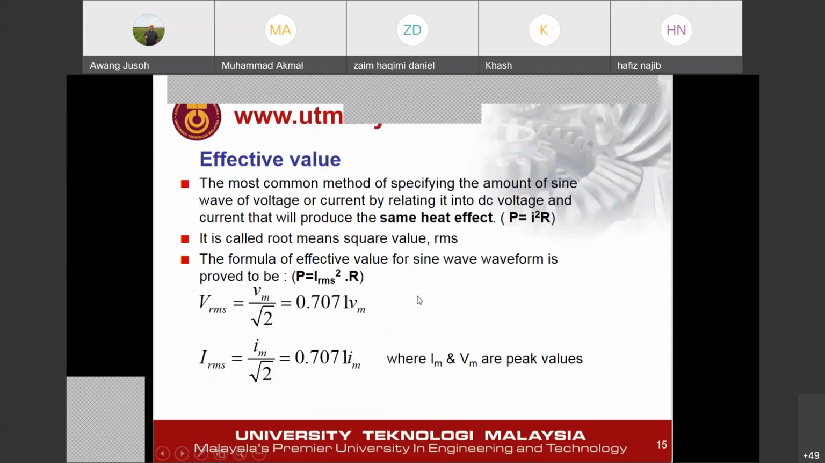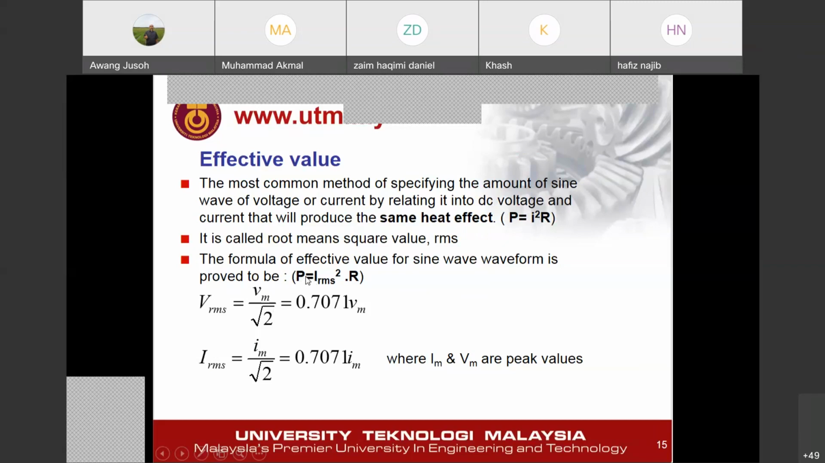Okay, this is a common method of specifying the amount of sine wave voltage or current by relating it to DC. We relate it to the DC voltage and current that produce the same heat effect. Understand? When we apply DC, the power consumed is given by this formula. When we supply an AC waveform, the same power is produced in that particular load.